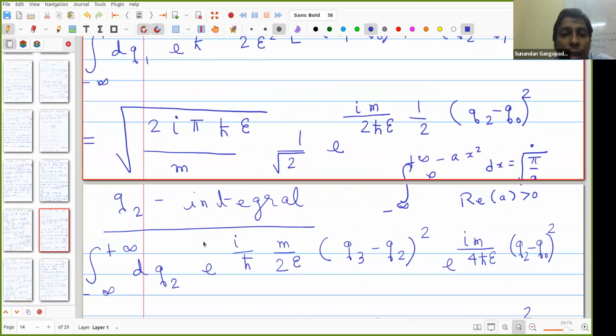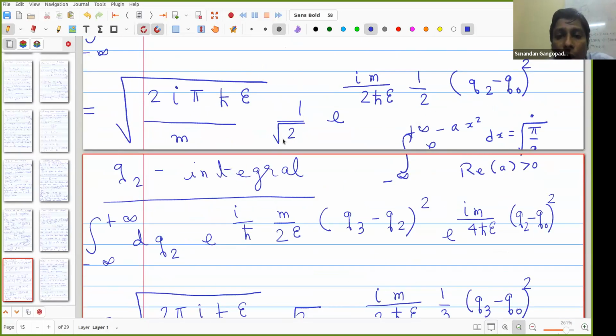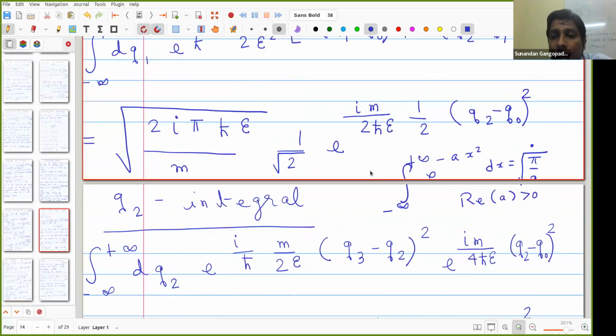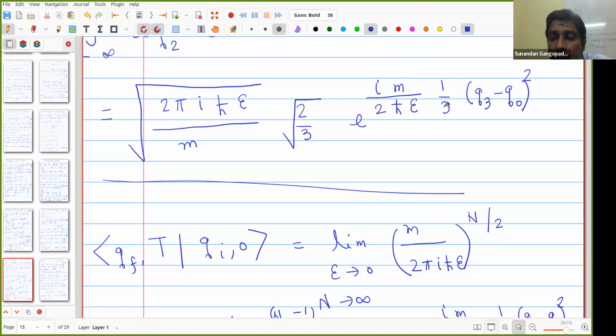Once again, you can see that the constant that appeared here appears here too. I wrote it as 1 by square root of 2. Now I'm writing it as square root of 2 by 3. And then in the Q1 integral, it was e to the power of this constant times half. Now it is e to the, again, the same constant, but 1/3 appears, and then Q3 minus Q0 whole square appears.